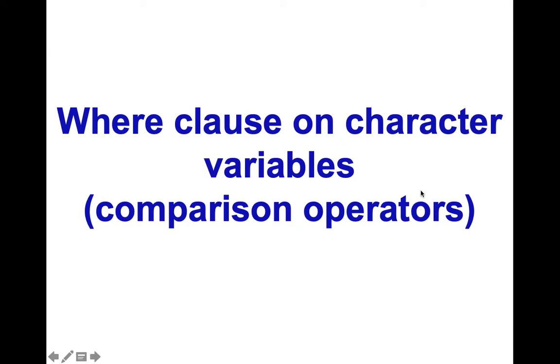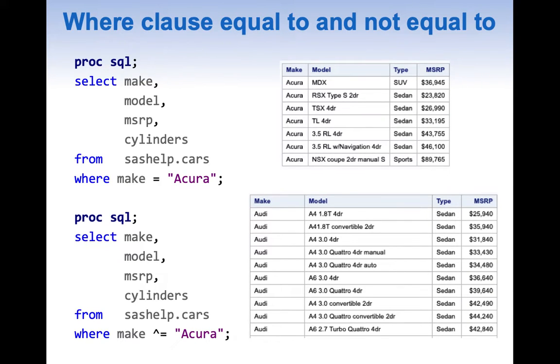Now let us look at the where clause on character variables, especially related to comparison operators. Again, here we have only equal to and not equal to, because it does not make any sense to do a less than or greater than when comparing character variables. So let us look into the examples here.